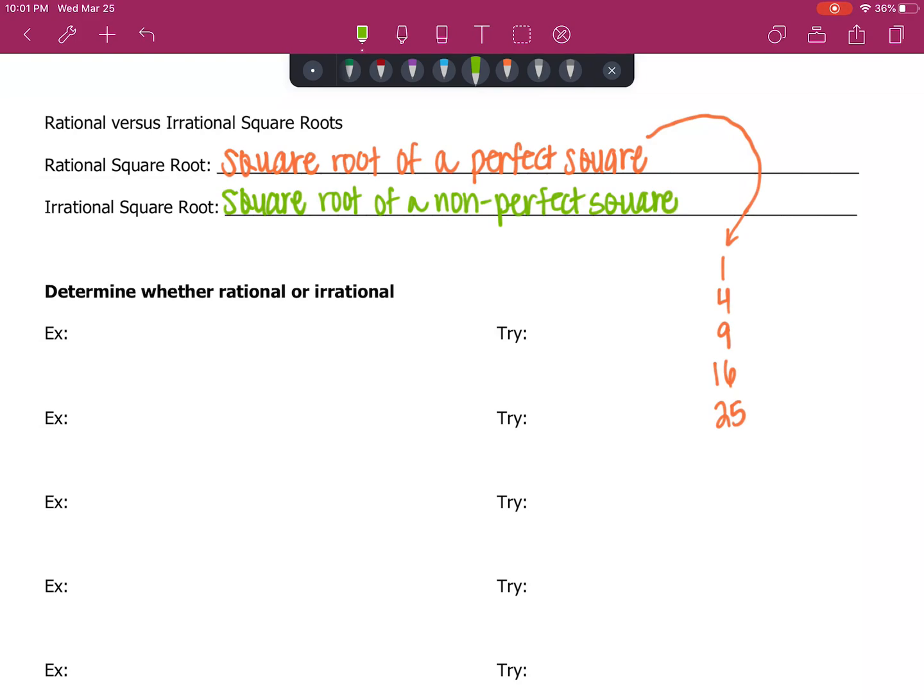So we're going to get to some examples here. We're going to determine whether our answer is going to be rational or irrational. So our first example is the square root of 100.